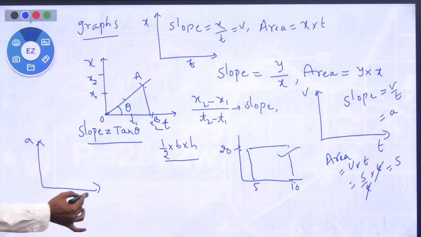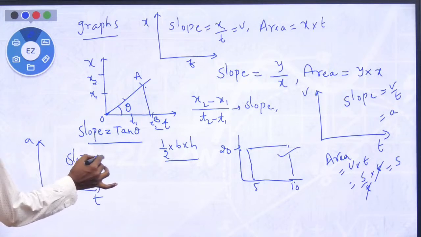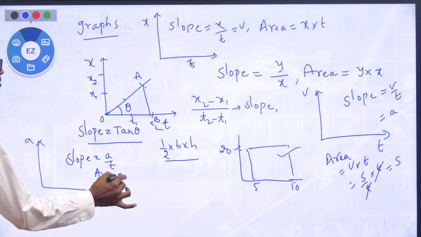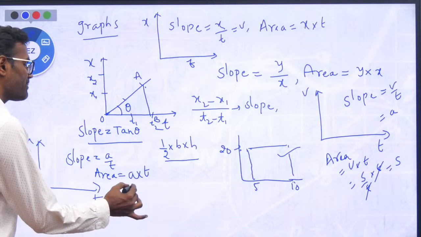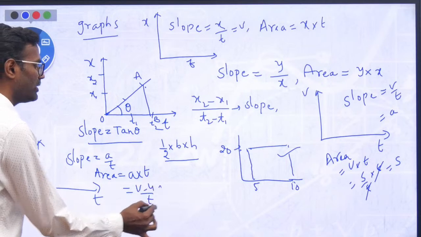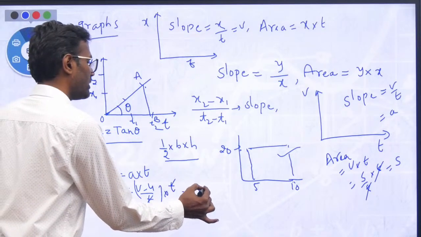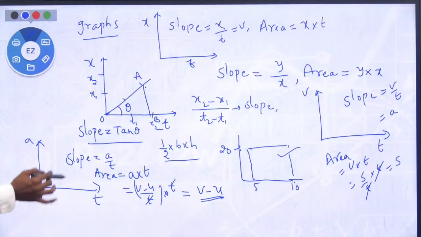Next one, acceleration time graph. What is the slope of the acceleration time graph? Slope is equal to a by t. Area under the graph is a into t, y coordinate into x coordinate. What is a? a is (v minus u) by t, into t. So t cancels out, then you will get v minus u, which is nothing but change in velocity. So area under the acceleration time graph gives change in velocity.